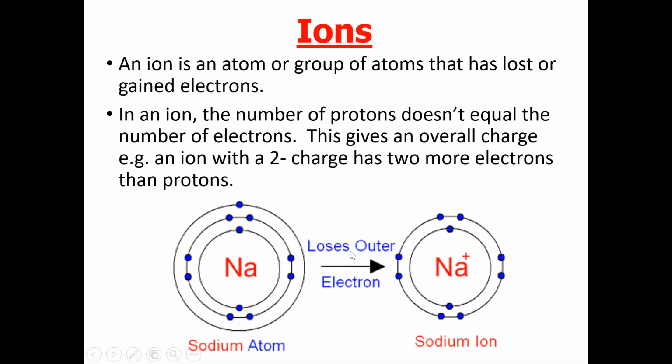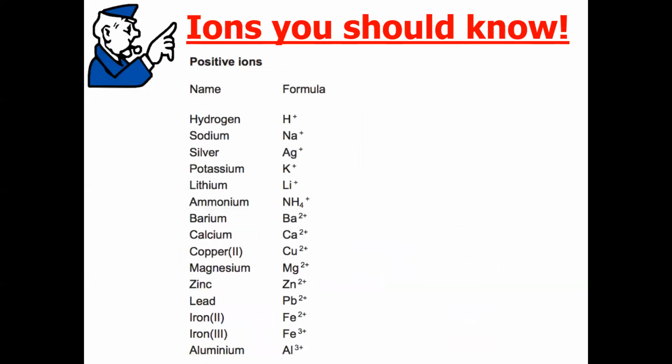If that sodium was to lose an outer electron, you can see now that sodium only has 10 negative electrons. And because it only has 10 negative electrons, and it's got 11 positive protons in its nucleus, it has an overall charge of 1 plus. We don't write a 1, we just leave it as a plus, but that means it's positive by 1. Now, these ions you should really know. These are the positive ions.